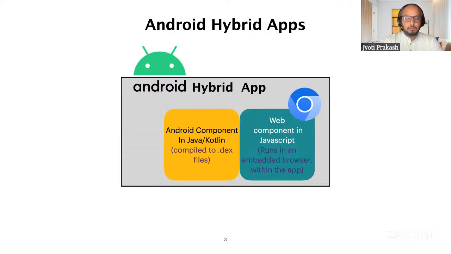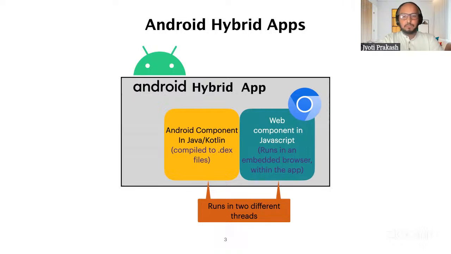And there's a web component, which is written in web technologies, what I mean is HTML, CSS, or JavaScript, and whatever else is there. And this runs within an embedded browser within this Android app. The way it executes is that these two run in two different threads. So that means there are some synchronization issues, which I will show affect the data flow analysis, and that is one of the parts that we have done in this paper.